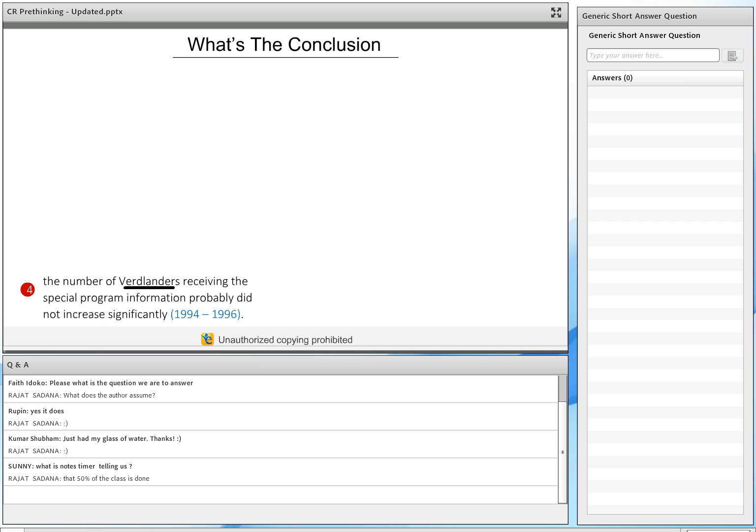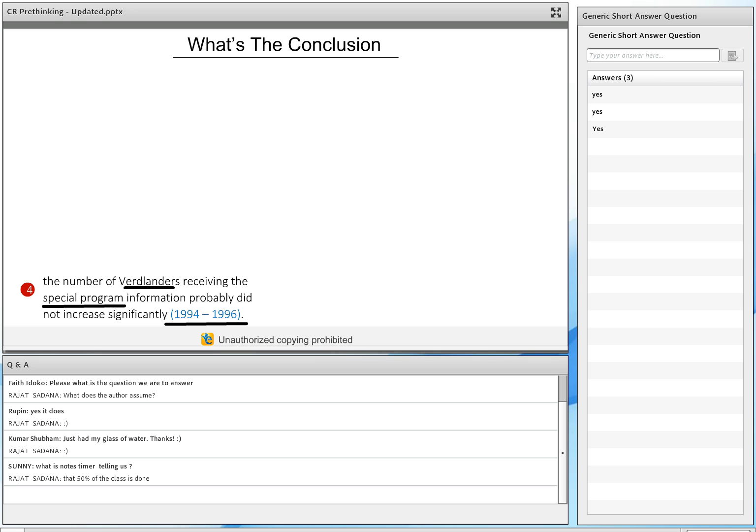One is about listeners. The second is it's about special programs. And the third is it's about what happened to those special programs during the years 94 to 96. Okay. Can you guys see this? So the conclusion talks about these three things. It's about listeners, it's about special programs, it's about what happened during this time period. And what happened is that it probably did not increase a whole lot.